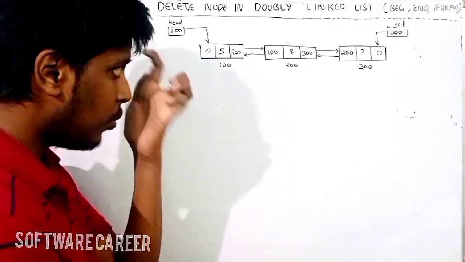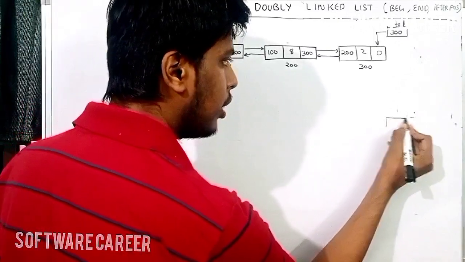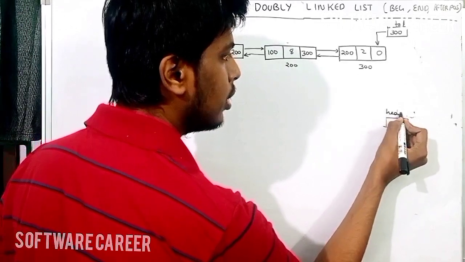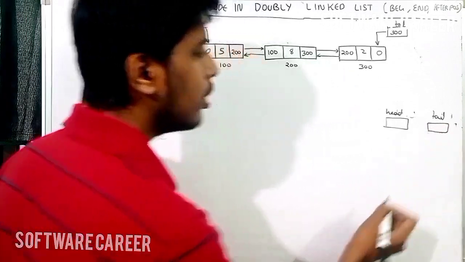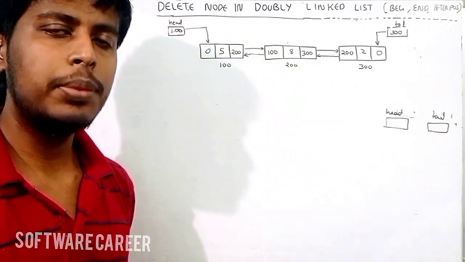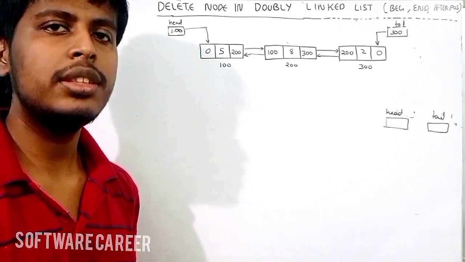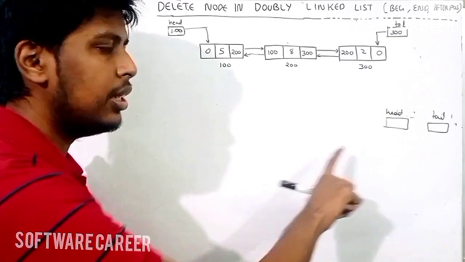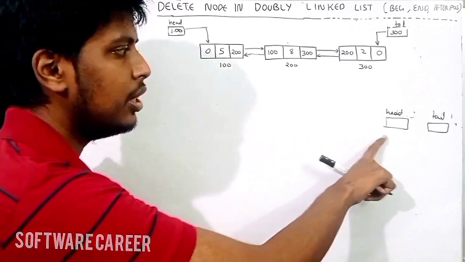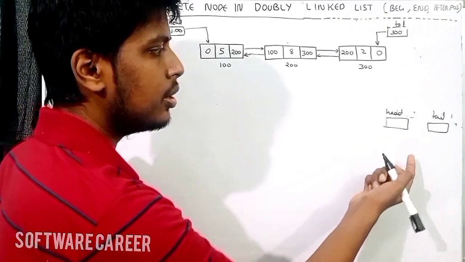Now first let's see the case when the linked list is empty. So here, I am taking two pointers, head and tail. If the linked list is empty, it means there are no nodes present in the linked list. If no nodes are present, you can't delete any node from that. So that is the condition. You should check whether the linked list is empty or not. So see here, how you can check if the linked list is empty.